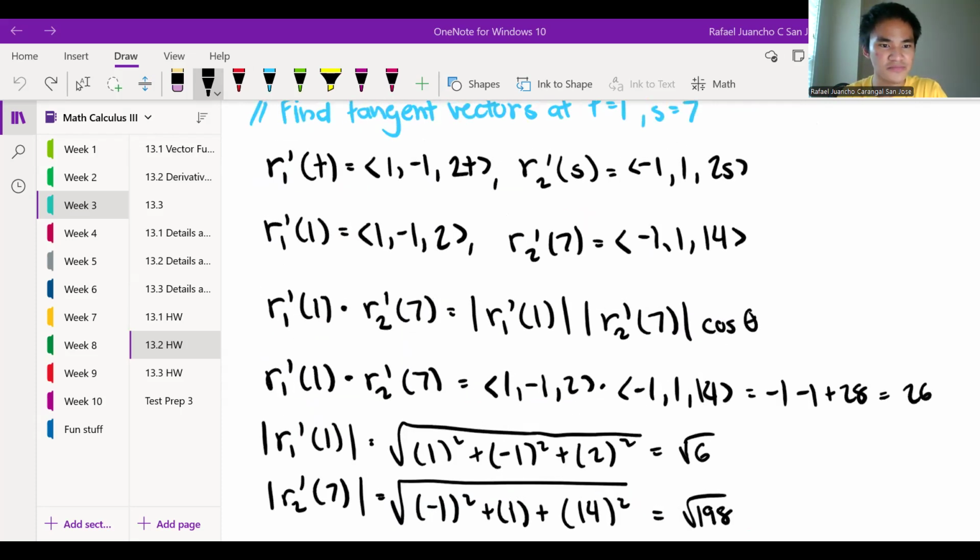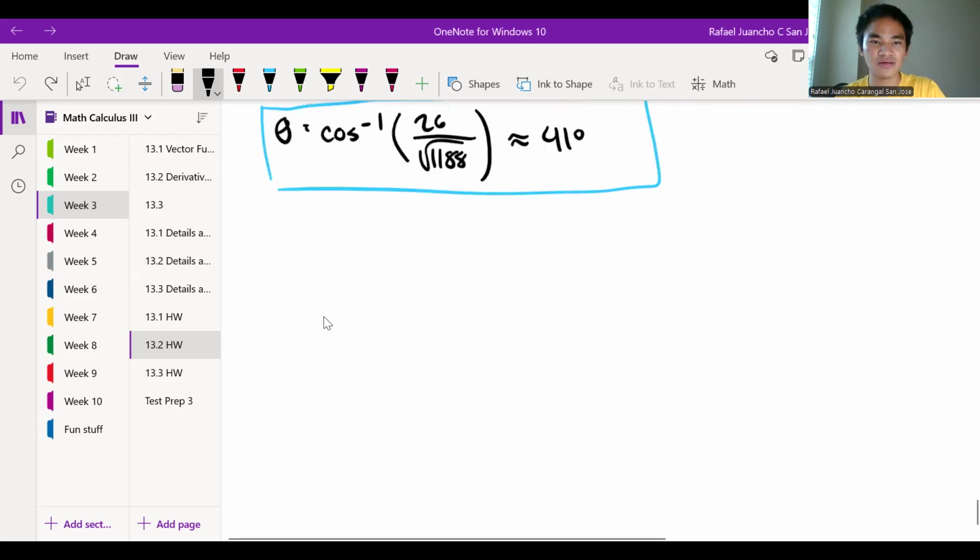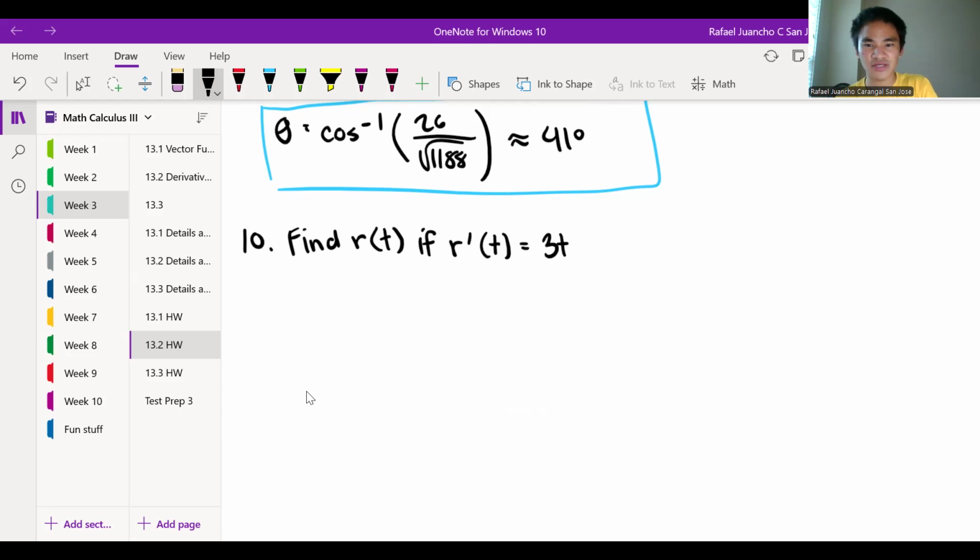So for our next example, we have number 10. Don't know why they skipped a number. Anyway, okay, so here we want to find r of t. So this time it's the reverse. We're given the derivative and we want to find the actual vector function. So here the derivative of the vector function is given. So we have it in ijk form.